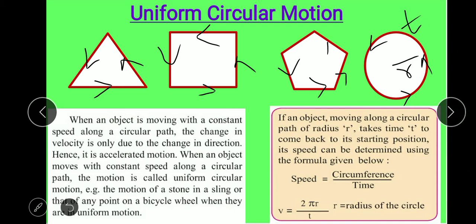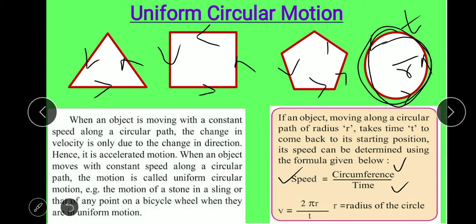Then, to complete one rotation, the speed can be written as distance upon time. Here distance means one complete rotation. One complete rotation of a circle is nothing but the circumference or perimeter of the circle, students.